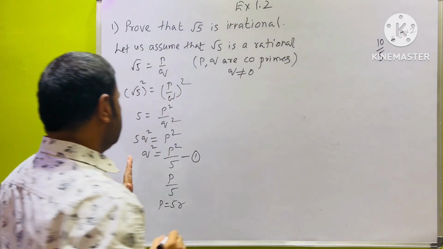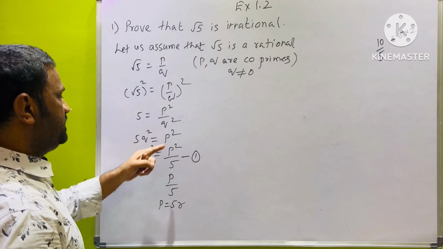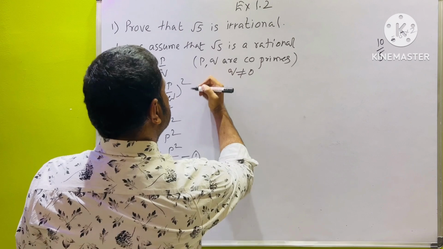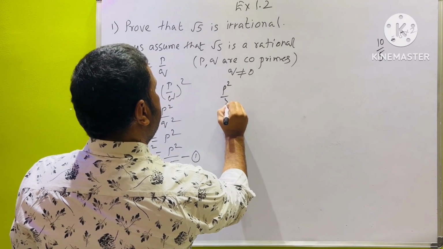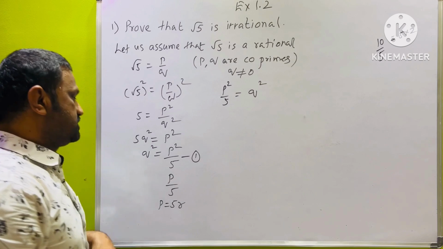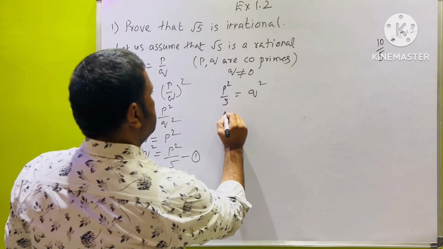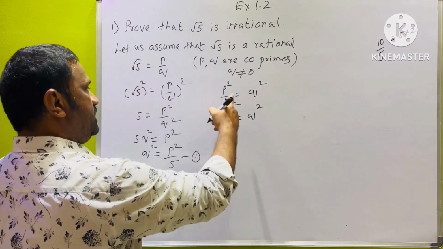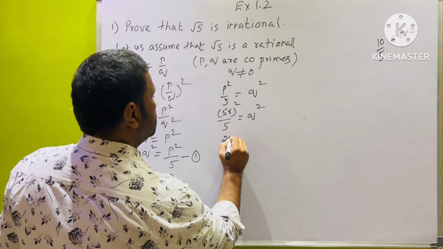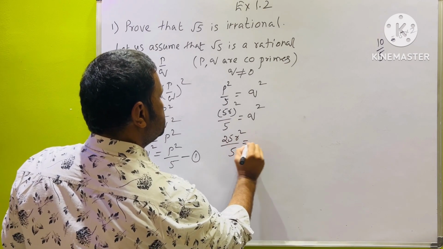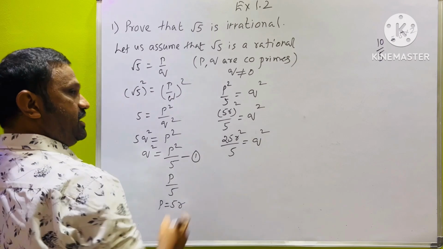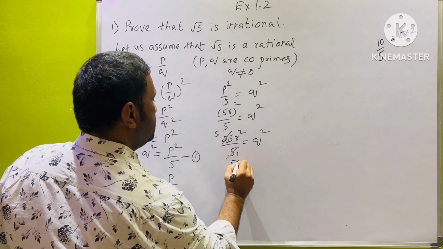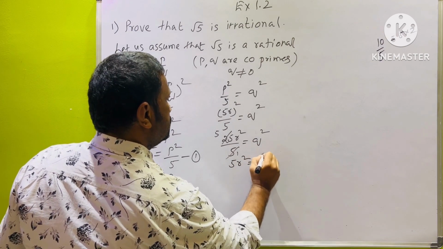Write equation 1 first and I will rearrange. I will write p square by 5 is equal to q square. Substitute p is equal to 5r. 5r whole square by 5 is equal to q square. 5r whole square is equal to 25r square. 25r square by 5 is equal to q square. Now cancel 25 and 5. 5 ones are 5, 5 fives are 25. I will get 5r square is equal to q square.